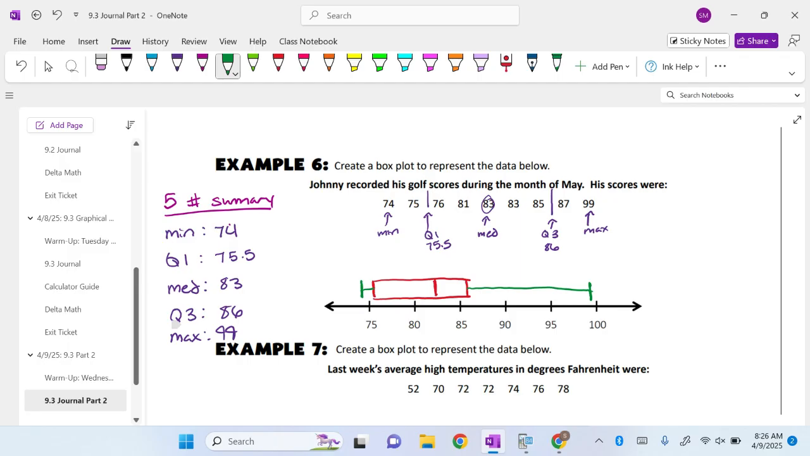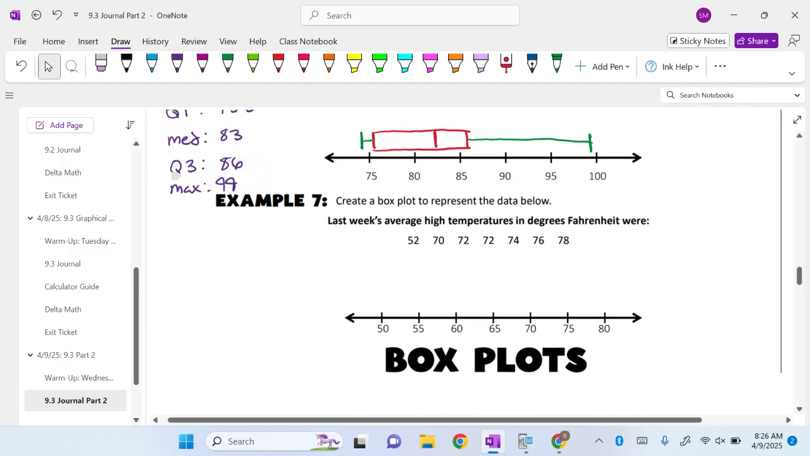All right. Now, for the last example, I'm going to show you the calculator way on how to get your 5-number summary without actually having to find it yourself. It comes incredibly handy with big data sets. But since the last one is probably our smallest data set, I'm still going to show you how to find it because it's just a little bit easier to put in the calculator.